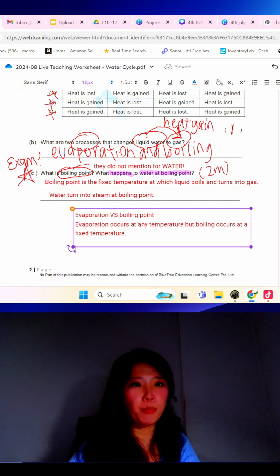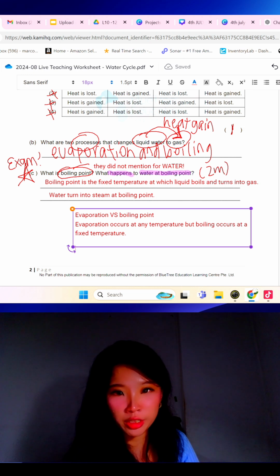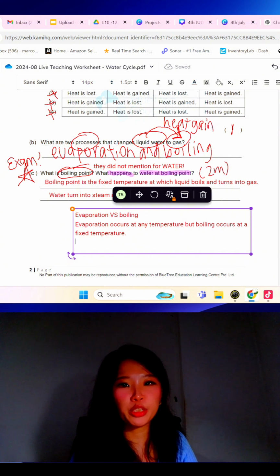Okay, difference between evaporation versus boiling point? Boiling, it's really not boiling point, boiling. Thank you. Evaporation versus boiling. What's the difference?